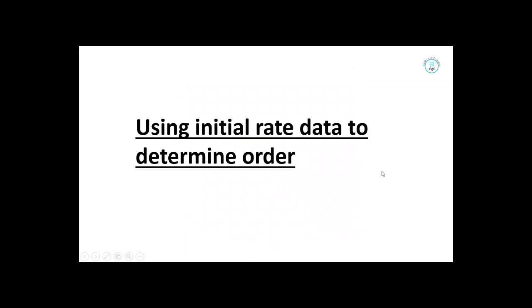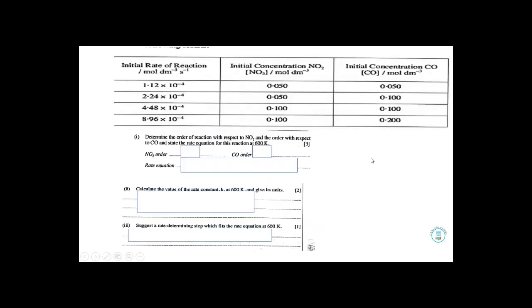So I'm going to talk to you now about the other method we can use to determine order. It's a different method. It's called initial rate data. And this is how you'd establish order with the iodine clock method. That's an initial rate data method. So we've got some information here. We've got some rates of reaction, and they're done at different concentrations. Okay, so we've got this reaction between nitrogen dioxide and carbon monoxide, and we're being asked to work out the order of the 2 reactants.